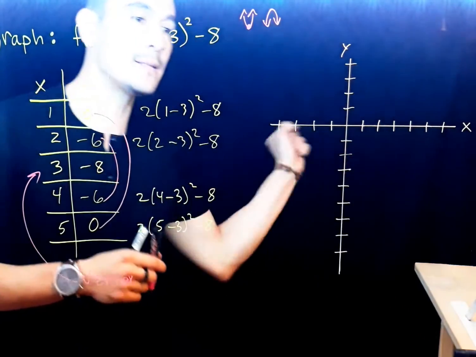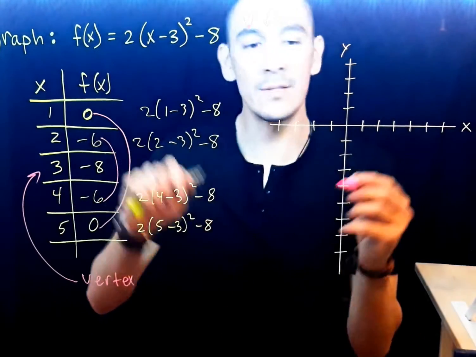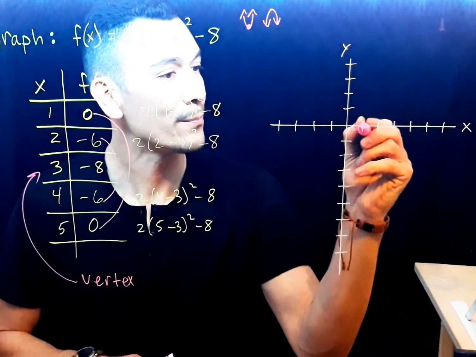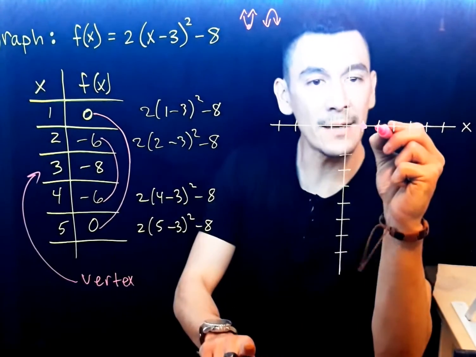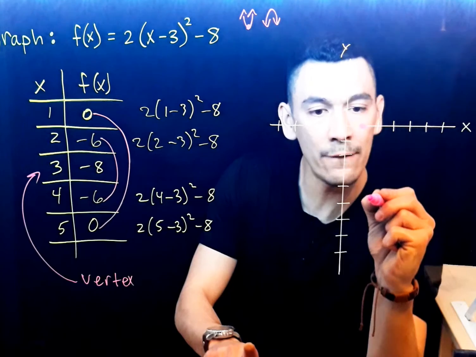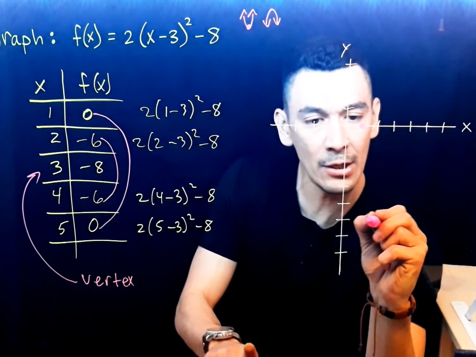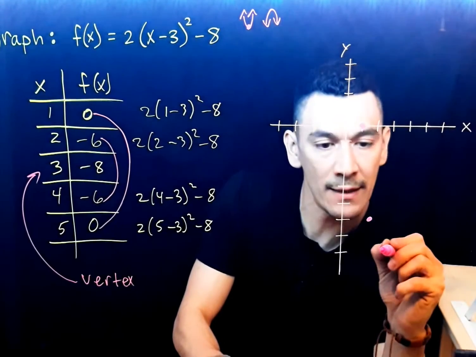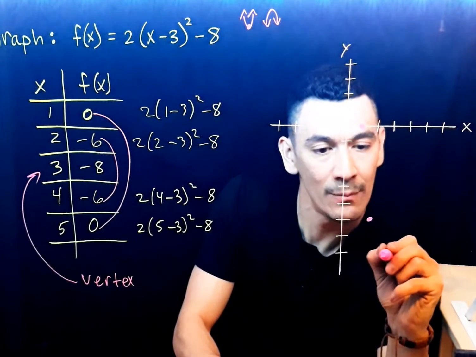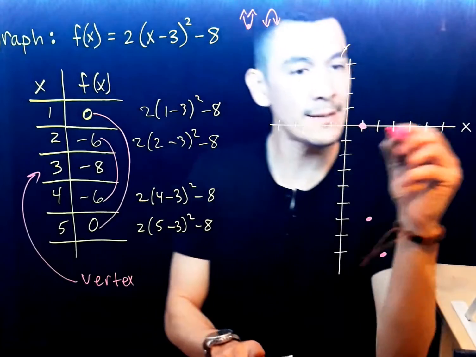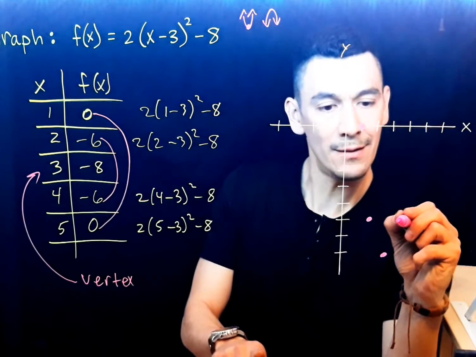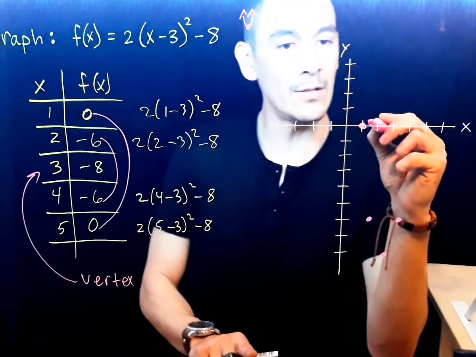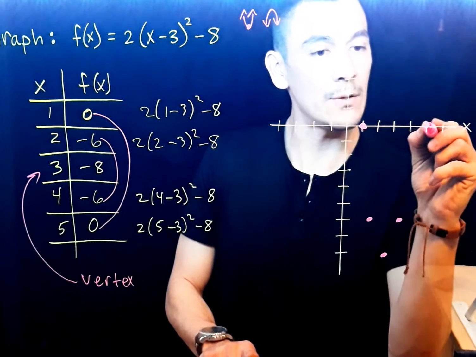Let's grab these points, throw them on the grid. 1, 0 is right there. 2, -6. 1, 2, 3, 4, 5, 6, like right here. The vertex is 3, -8. I believe that is down here, more or less. 4, -6 is right here. And then 5, 0. 1, 2, 3, 4, 5, zeros there.